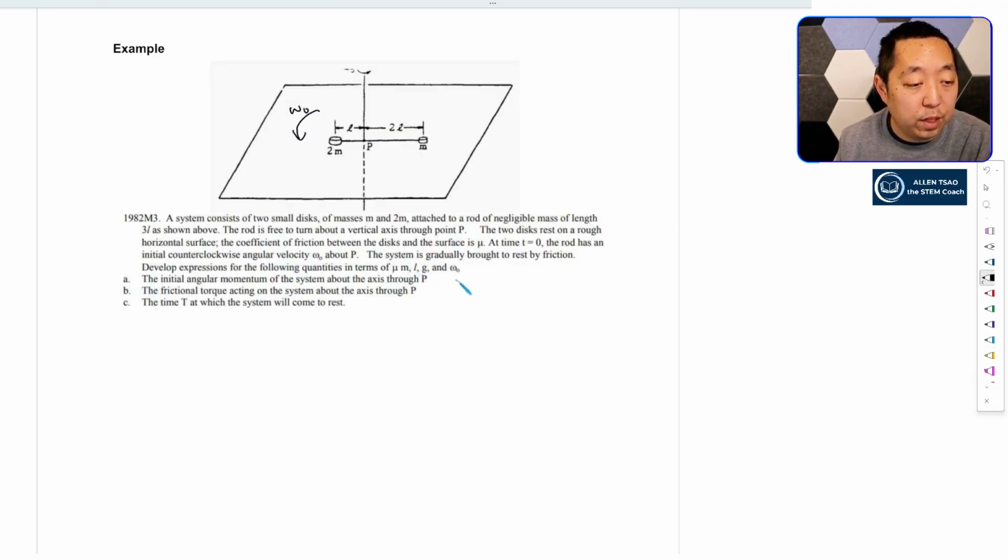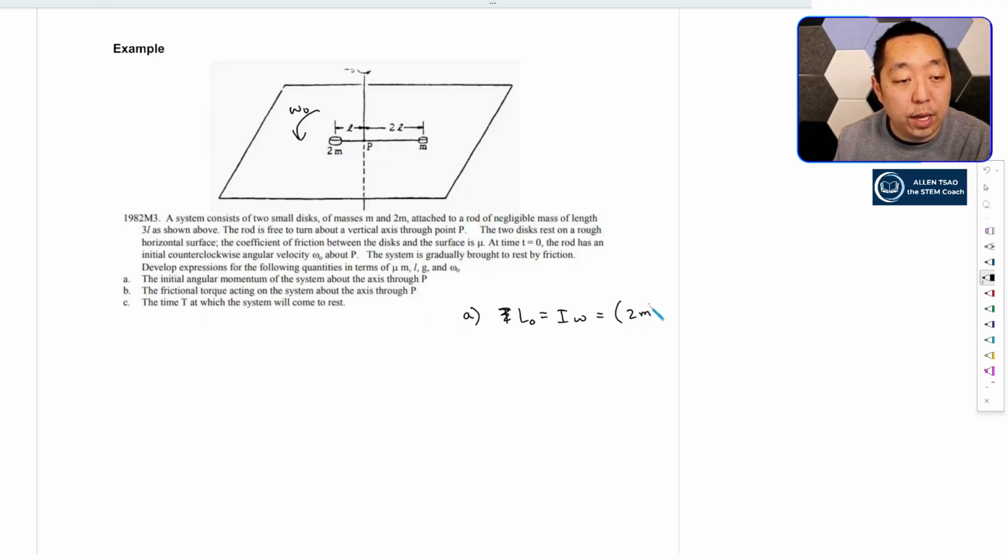Develop expressions for the following quantities. The initial angular momentum around here. So for A, this is a spinning one. So the initial angular momentum is going to be I times omega. And so we just want to think about what the I is. We don't have the rod, like this 3L is negligible, so we just have these two objects for the I.